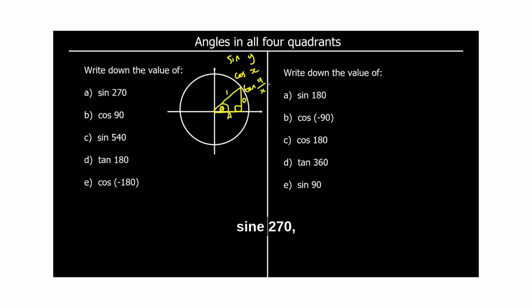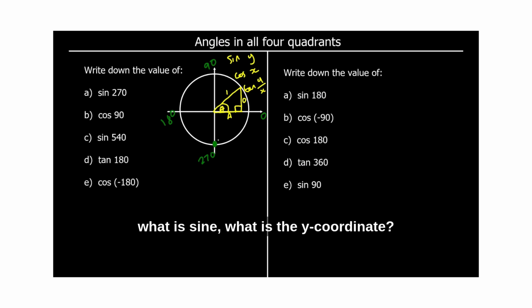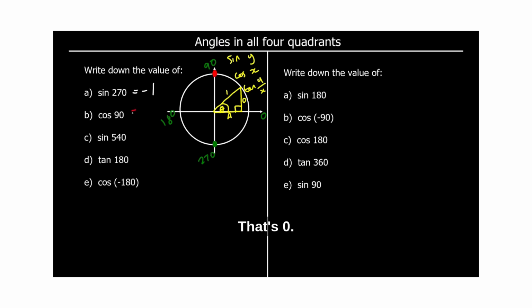So sine 270, this is 0 degrees, then 90, 180, 270. So if we're here on the circle, what is sine? What is the y coordinate? Well, the y coordinate is -1. So this is -1. Cos 90. So if we are at 90 degrees, cos is the x-coordinate. What's the x-coordinate here? That's 0.